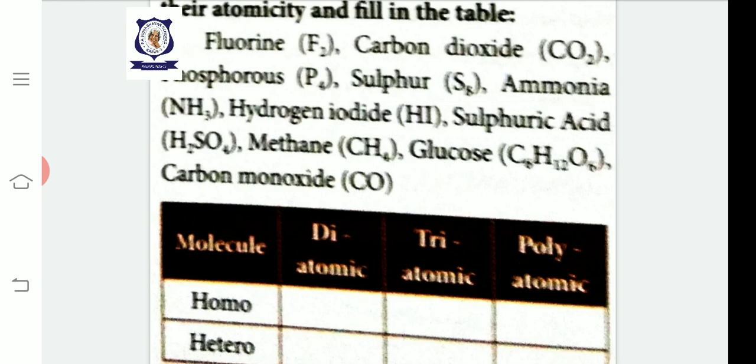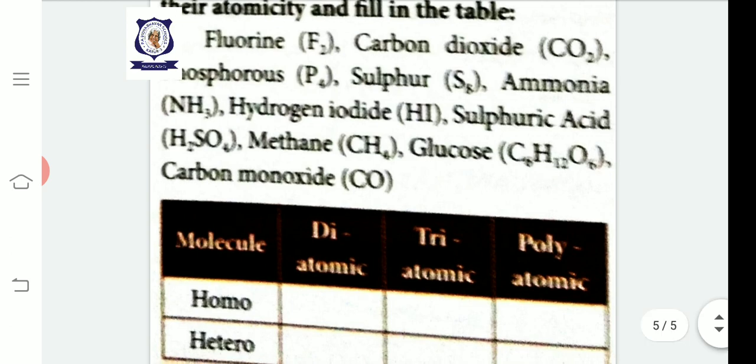Fluorine, it is a homo molecule. Carbon dioxide, it is a hetero molecule. Phosphorus, homo. Sulfur, homo. Ammonia, different elements, so hetero. Hydrogen iodide, different elements, hetero. Sulfuric acid, different elements, hydrogen, sulfur and oxygen, so hetero. Methane, carbon and hydrogen, hetero. Glucose, carbon, hydrogen, oxygen, hetero. Carbon monoxide, carbon and oxygen, so it is a hetero molecule. But how can we find the atomicity?